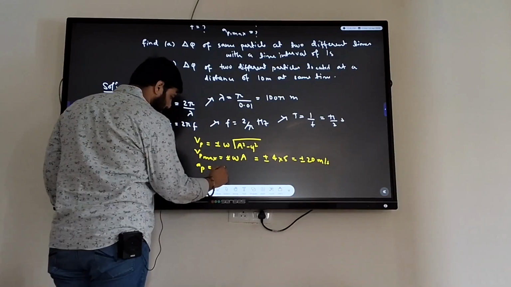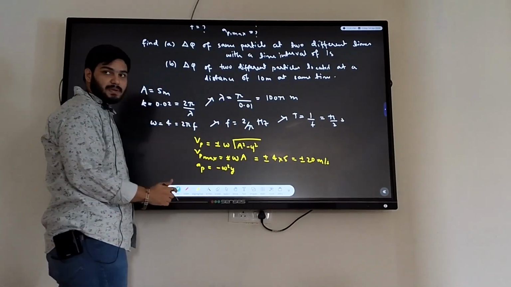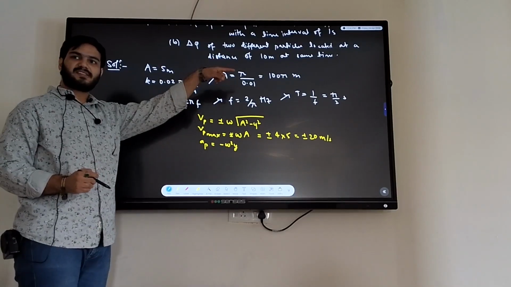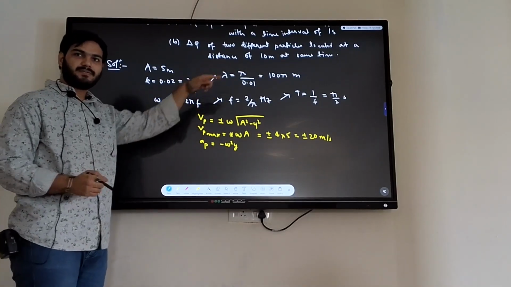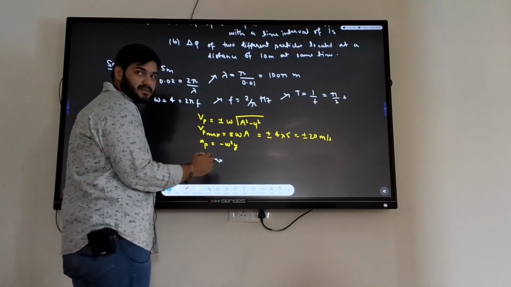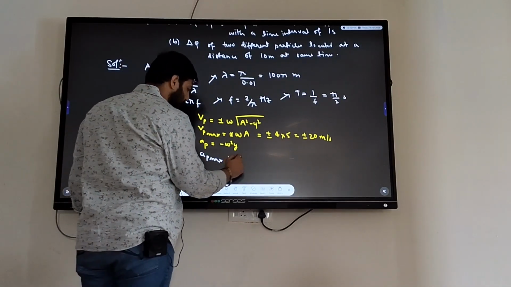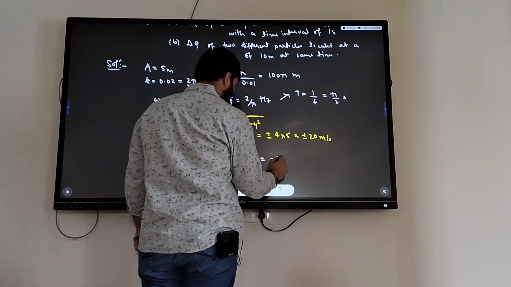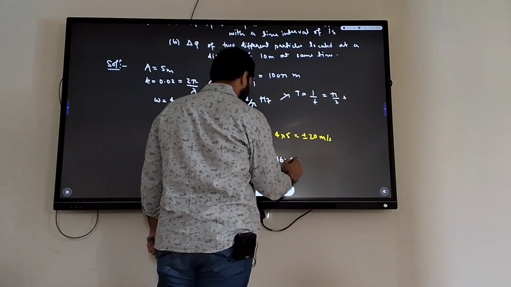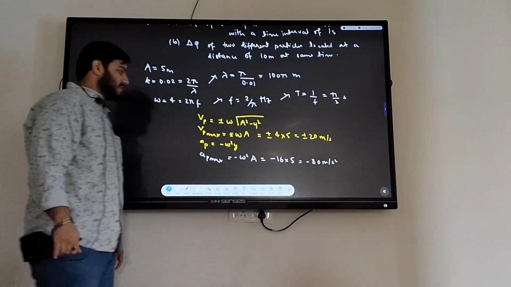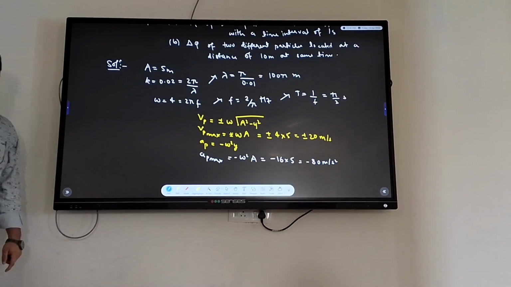What is Ap? That is minus omega square y. Where will the Ap max be? When the displacement is at its maximum, that's the amplitude. I think you have done these things in SHM previous year. Ap max is minus omega square a. And what will you get then? Minus 16 into a, a is 5. Something like that. So I found my Vp max, Ap max, all those things.